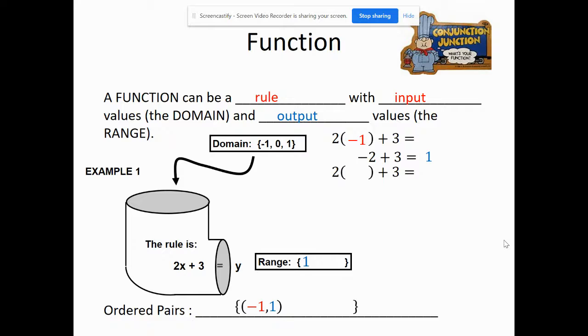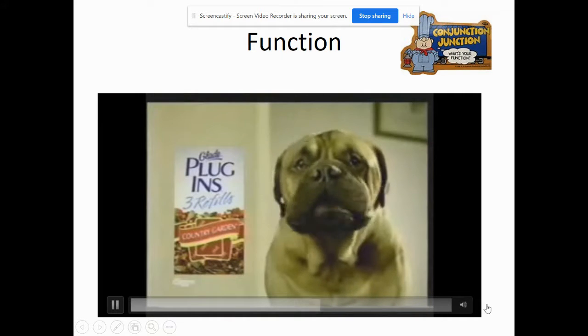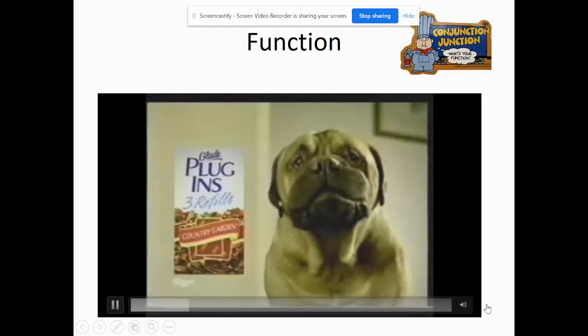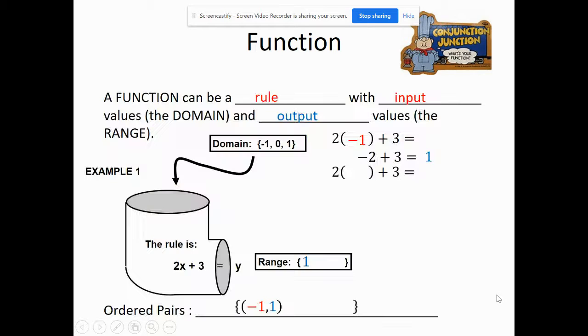I'm also now going to rewrite my rule with the parentheses. This time I'm going to put the 0 in there. I've got to plug it in. So 2 times 0 is 0, plus 3 is 3. And then that means my range has a value of 3, which I added down here. And I also have the point (0, 3) right here. You can see them written down.